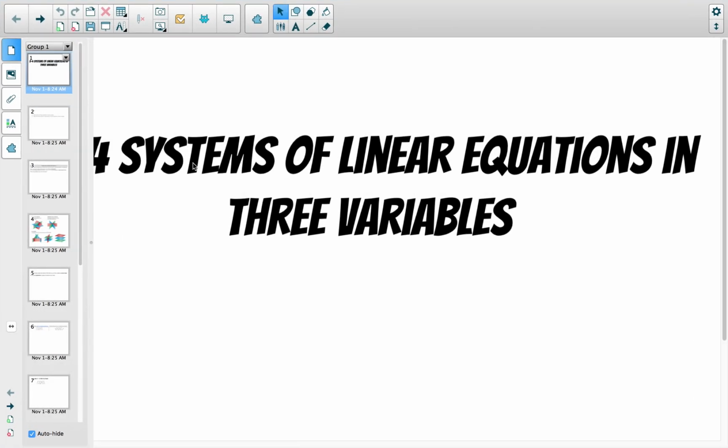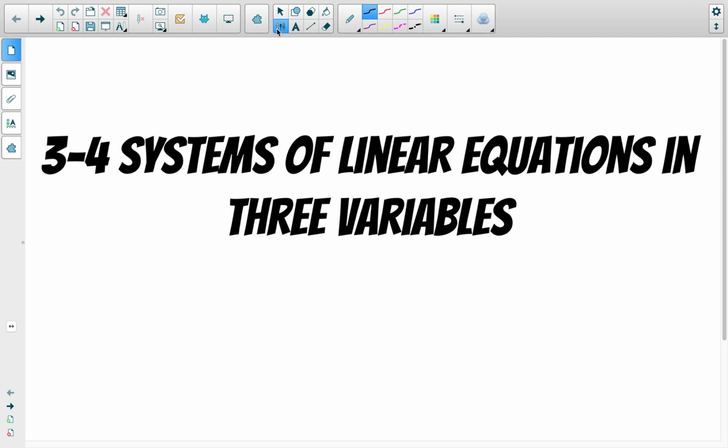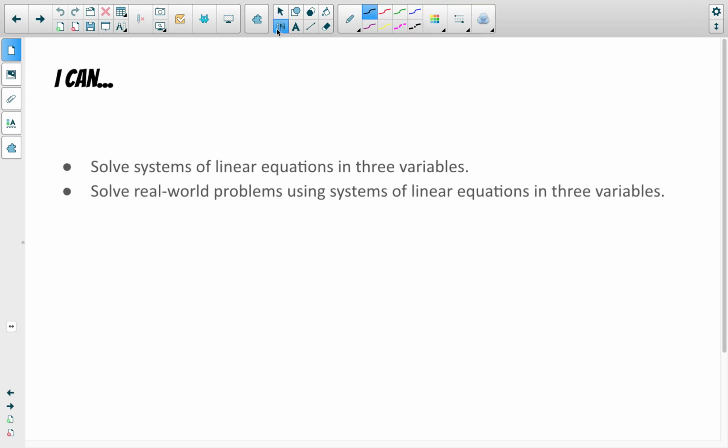So this is 3-4, systems of linear equations in 3 variables. All right, we're going to be able to solve systems of linear equations in 3 variables, and we're going to also be able to do that with real-world problems.